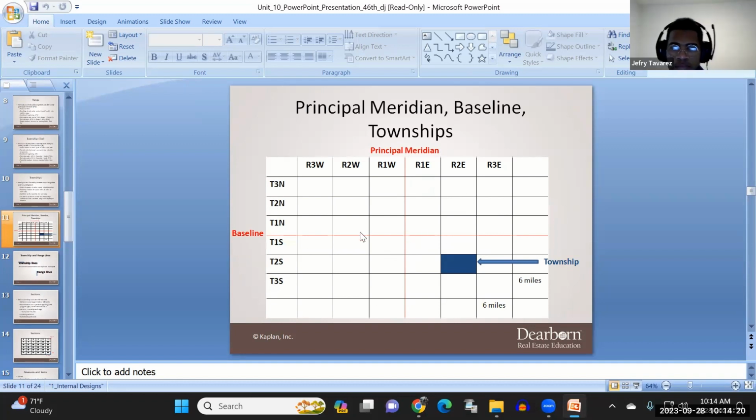So you got T2 south, which is this line. This whole line is T2 south, and it tells you R2E, so you know it's here, right? So you know that property would be located in that township. That's how it works, and it keeps breaking down, which we're going to go over next. You need to know this part for the test because you'll be questioned on 1 or 2 things.